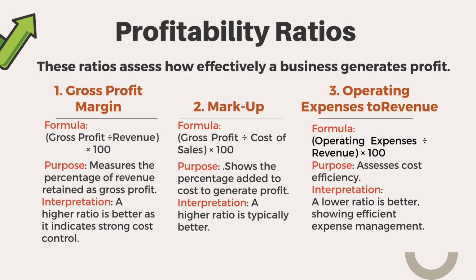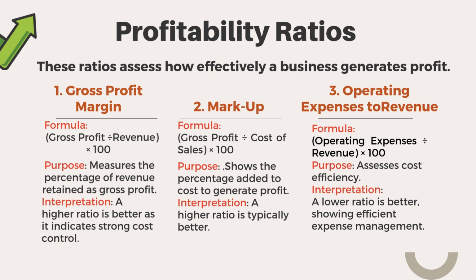Profitability ratios. These ratios assess how effectively a business generates profit. 1. Gross profit margin. Formula: gross profit divided by revenue times 100. Purpose: measures the percentage of revenue retained as gross profit. Interpretation: a higher ratio indicates strong cost control.